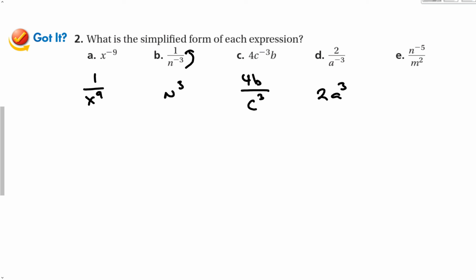And in part E, n to the negative fifth goes down to the bottom. So on the bottom we have m squared, n to the fifth. If there's nothing left over on the top, we need a 1. Okay, don't put a 0. That means something different. That just means 0. Okay, if everything moves to the denominator of a fraction, there's a 1 left over on the top.